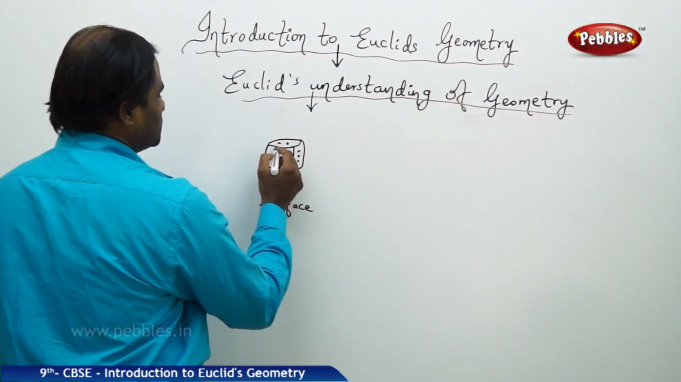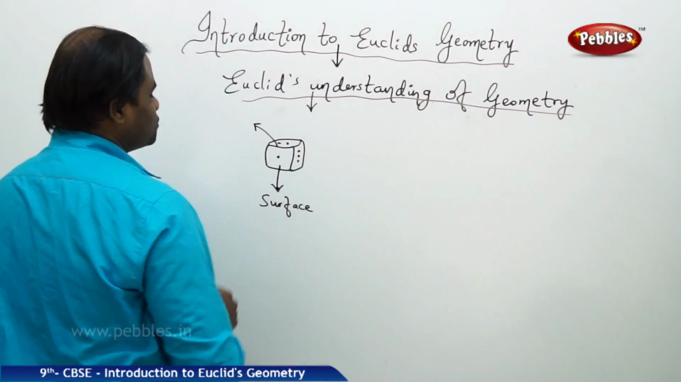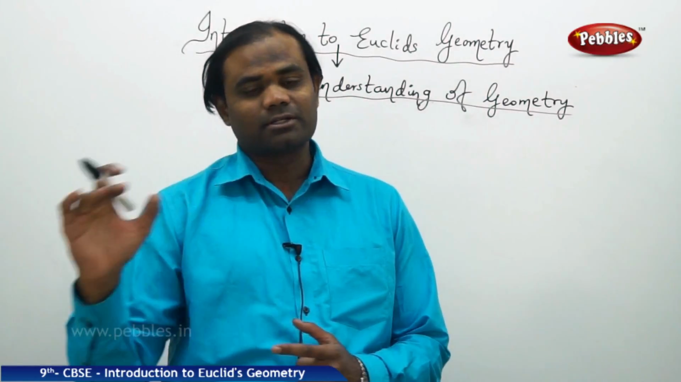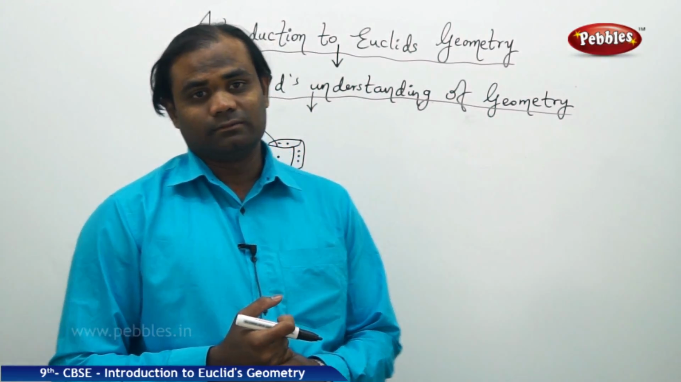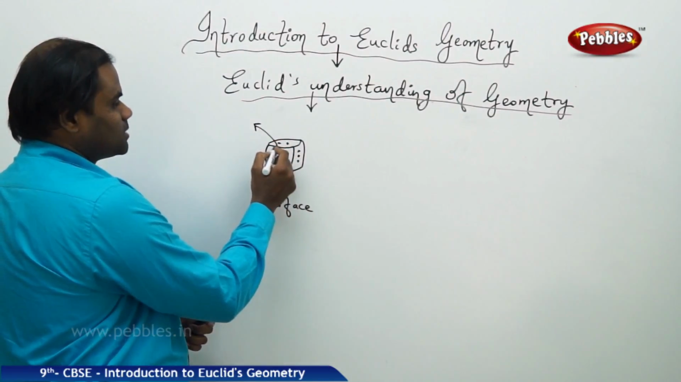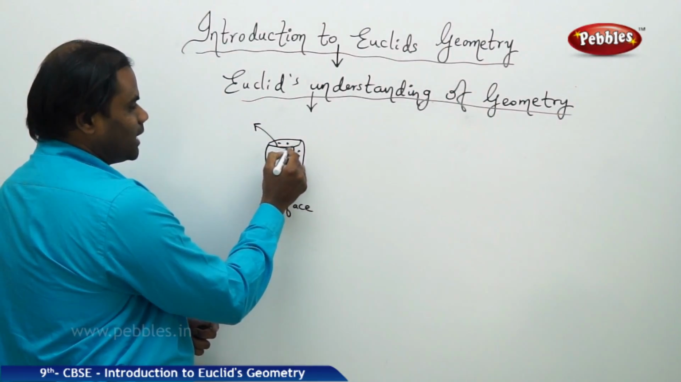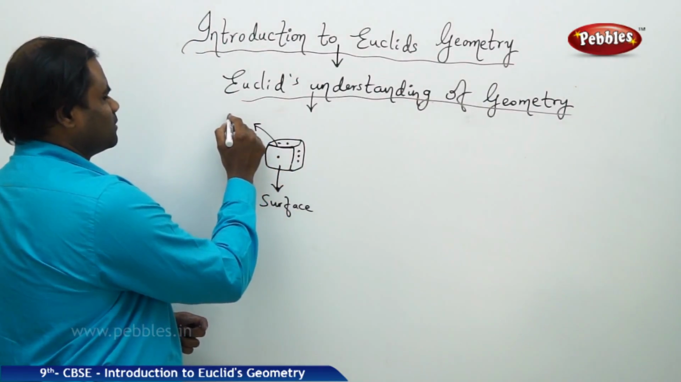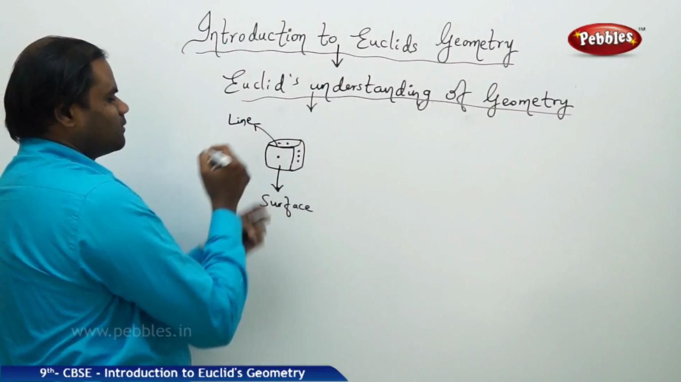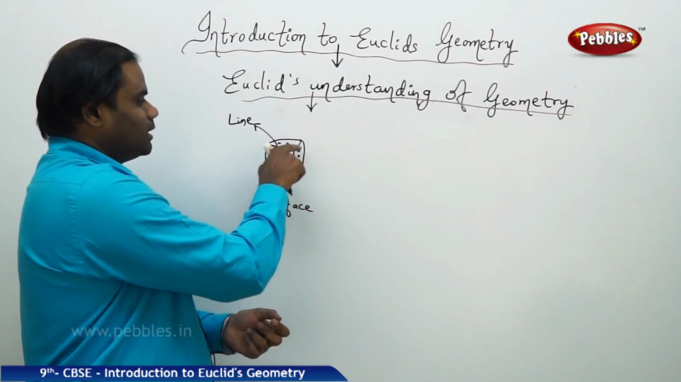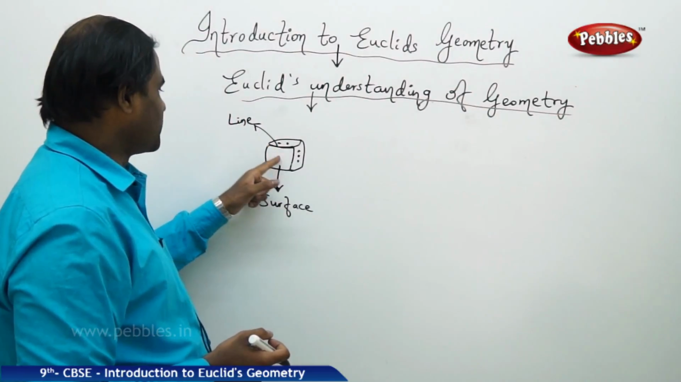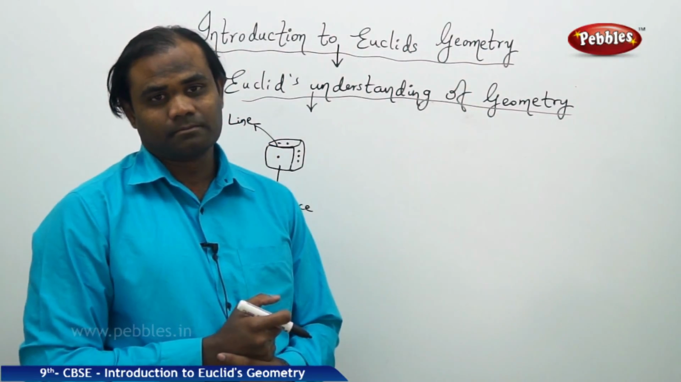And according to Euclid's geometry, every surface with the other surface is separated by a line or a curve. In this case, this surface is separated from this surface by this line, as can be clearly seen. So surface 1 and surface 2 are separated by a line or a curve. So in this case, a line separates the 2 surfaces.